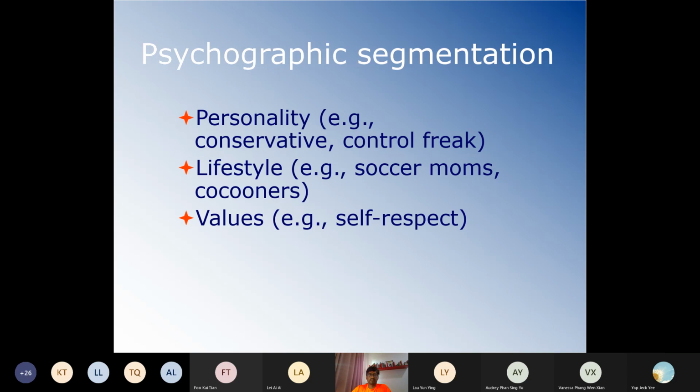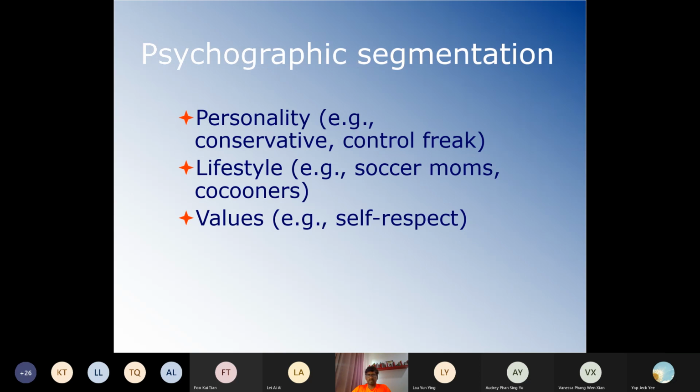So it depends on the personality, whether I'm a person of a conservative type who will be resistant to change, or I am a person of control freak type, so you will always be trying to dominate others. And lifestyle, whether it's soccer moms.